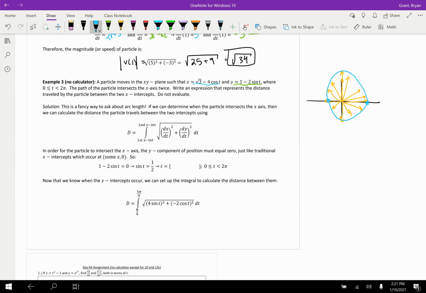Write an expression that represents the distance traveled by the particle between the 2 x-intercepts. Oh, that's a fun one. So first x-intercept, and then the distance it travels is wherever we're moving around. And then to the second x-intercept.